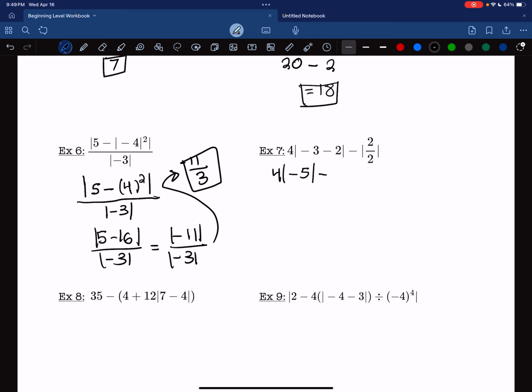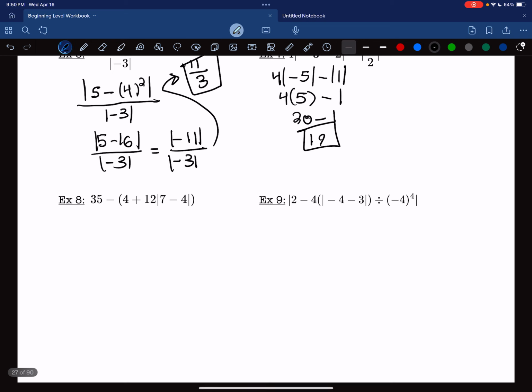And then we're going to subtract 2 divided by 2, which is 1. So we have minus the absolute value of 1. The absolute value of negative 5 is 5. So we're going to say that's 4 times 5. And the absolute value of 1 is just 1. So then now, let's do this multiplication first, because we have subtraction over here. So we're going to do 4 times 5, which is 20. And then we're going to subtract 1, and 20 minus 1 is 19.